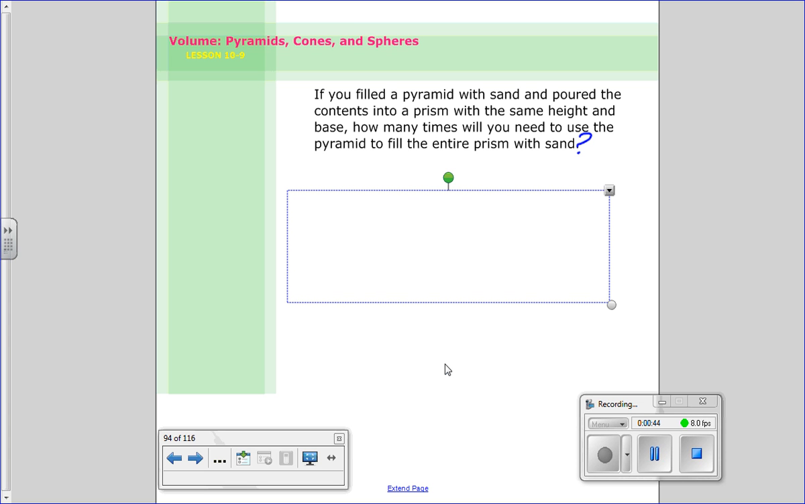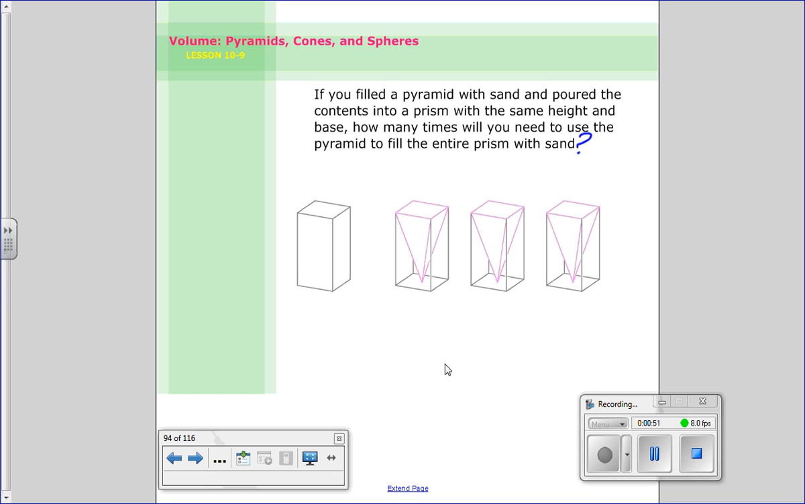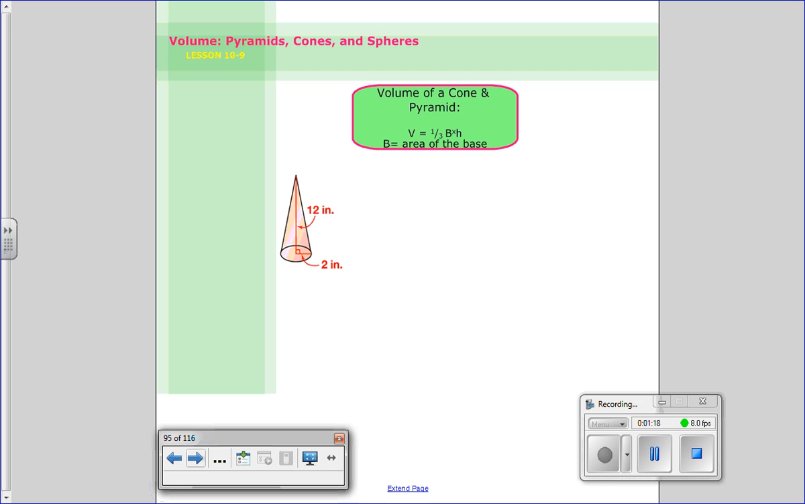Alright, so sometimes I've actually done this with classes, but another way to do it is just to look at this diagram that we have here. So here's my rectangular prism, and then here are my cones that have the exact same base, and then you see the triangular faces. And it turns out that the cone would need to be filled three times in order to fill up that entire prism. And that's important in tonight's lesson, because when we talk about it, we need to be able to use those cones.